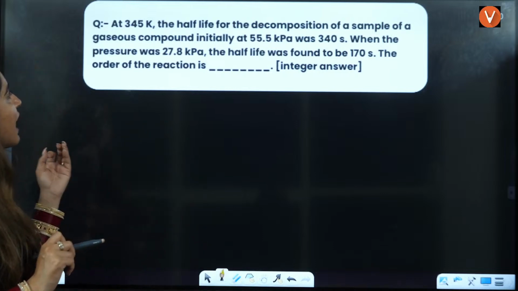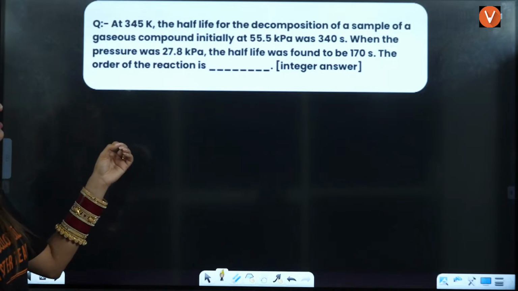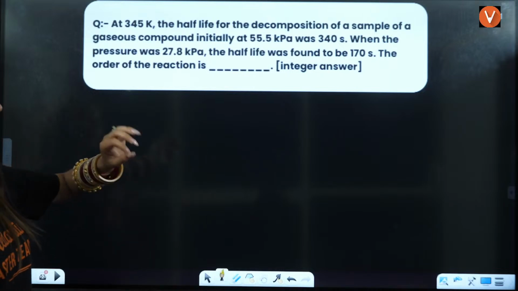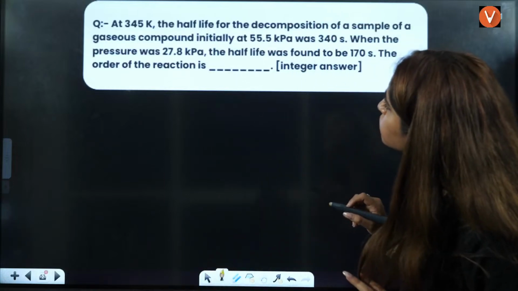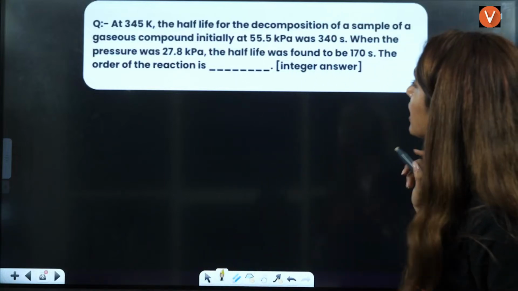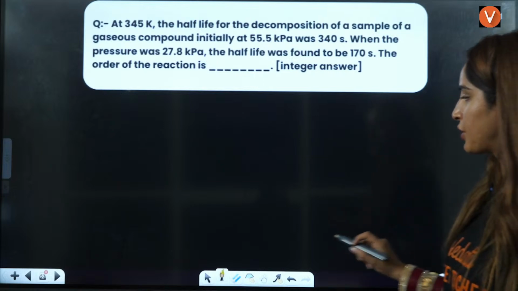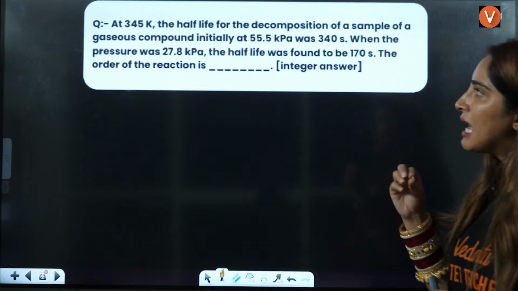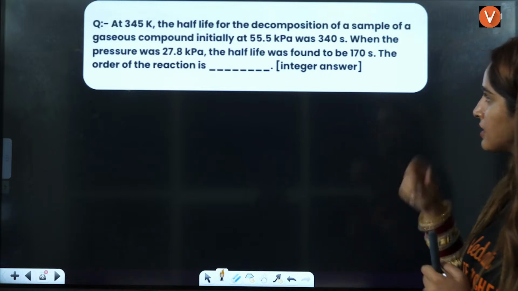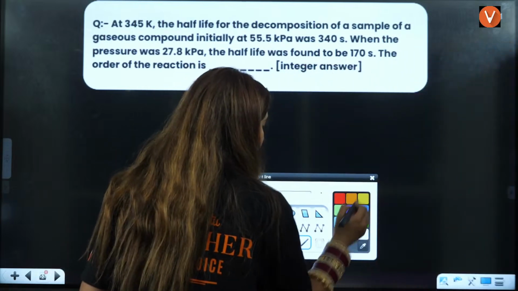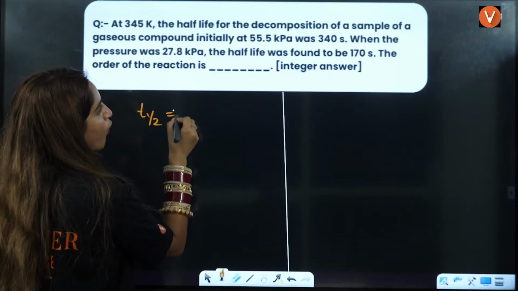Okay. Next is: at 345 Kelvin, the half-life for decomposition of a sample of gaseous compound initially at this pressure was 340 seconds when the pressure was 55.5 kilopascal. When the pressure was 27.8 kilopascal, the half-life was found to be 170 seconds. They are asking you the order of the reaction. So you have to write everything here.